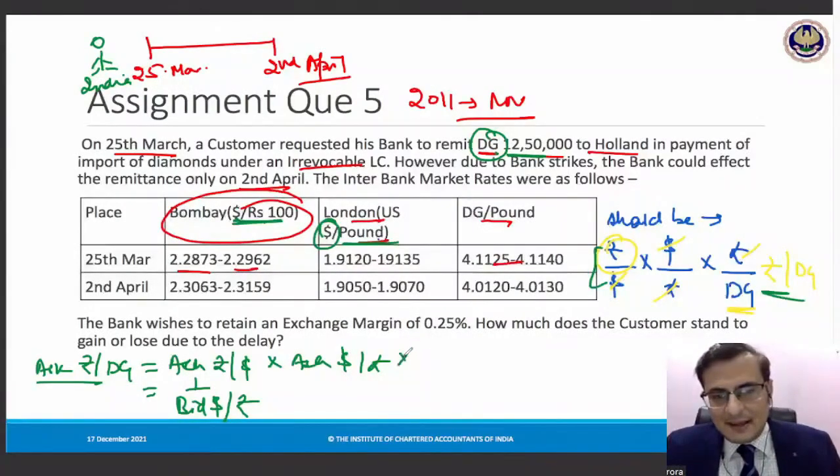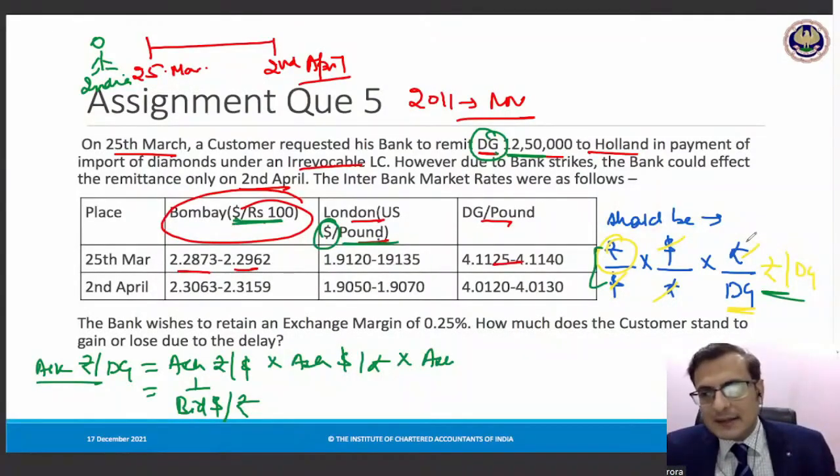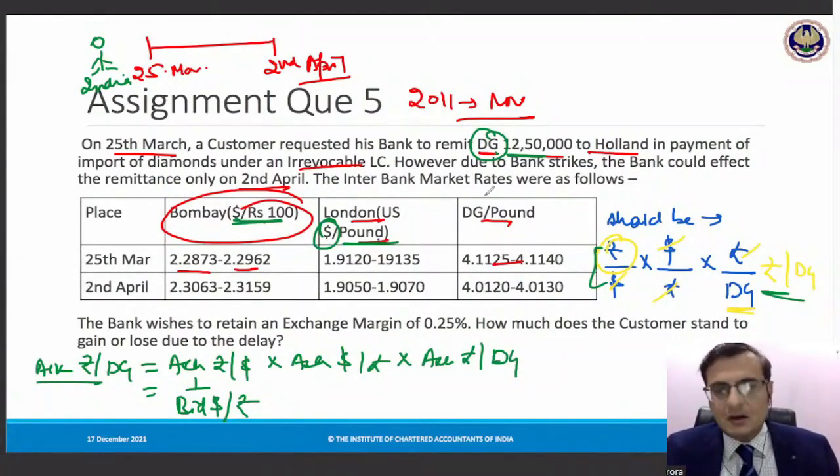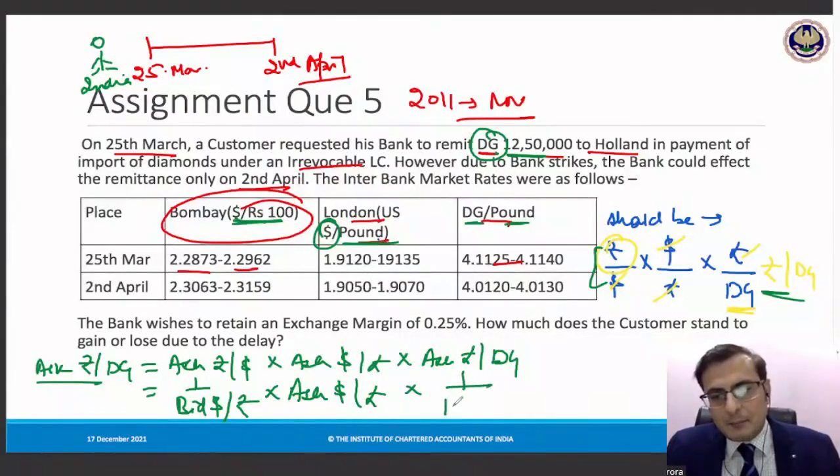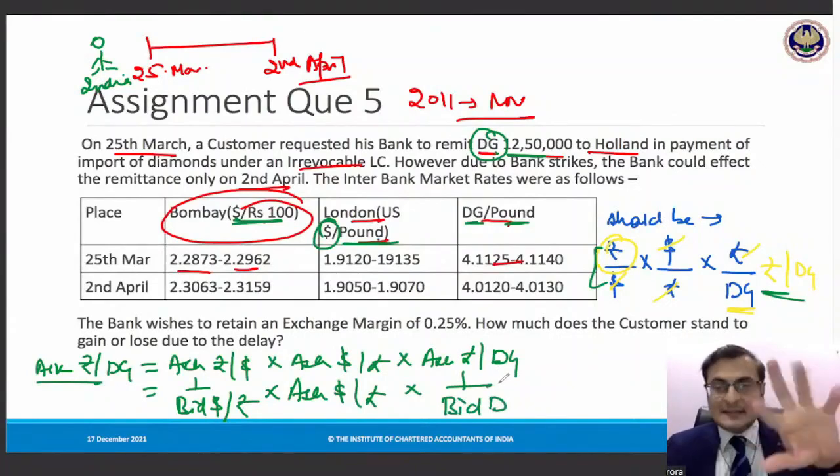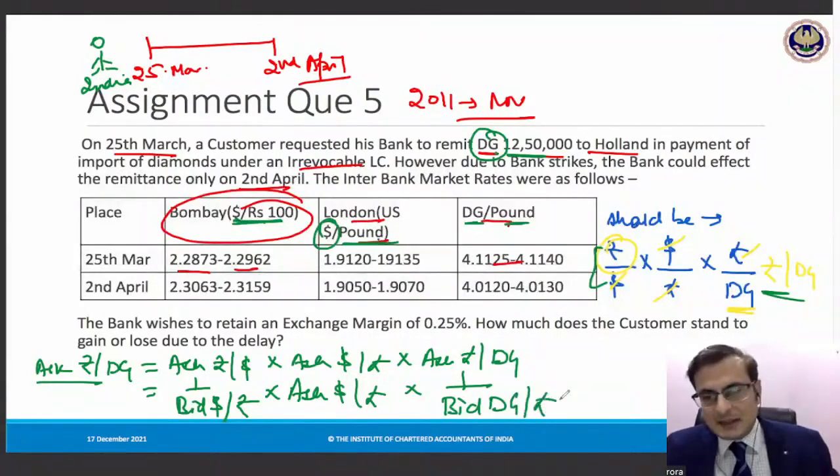And then I need into ask, pound per DG. Is it given? No, sir. It is DG per pound. So I will have to convert the third value as well into ask dollar by pound, into 1 by bid. The values get interchanged, beta.